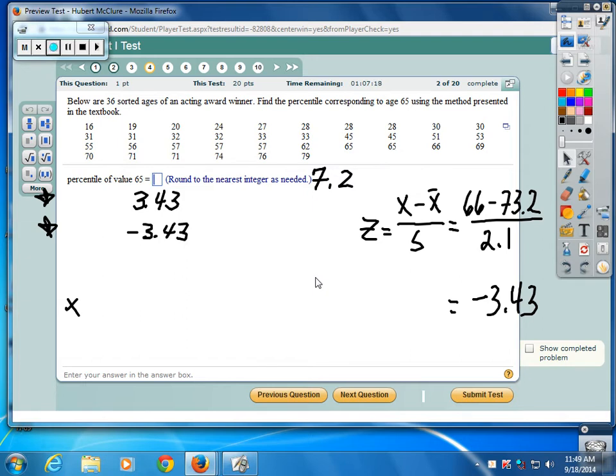I'll write it up on here in a minute. Number of values under 65 over what? 36, multiplied by 100. What page is it on? I gave you the page number also. Page 115. And remember I told you it wasn't boldface. It was just on the page somewhere. Yeah, top of page 115, and it says percentile of value.